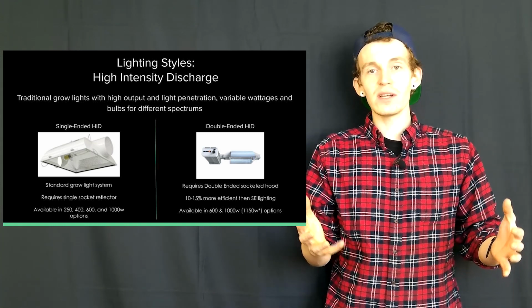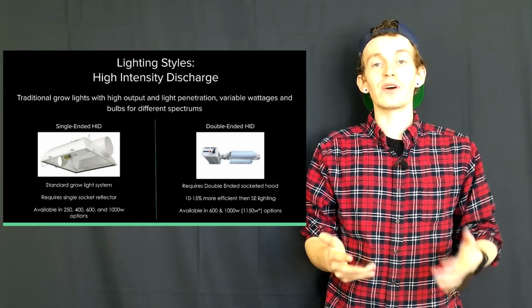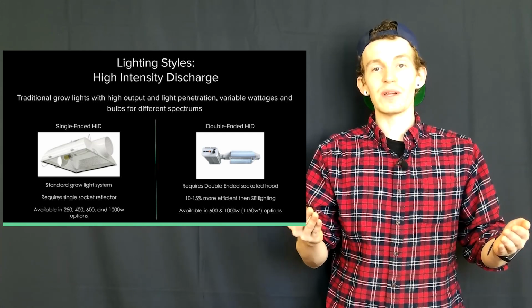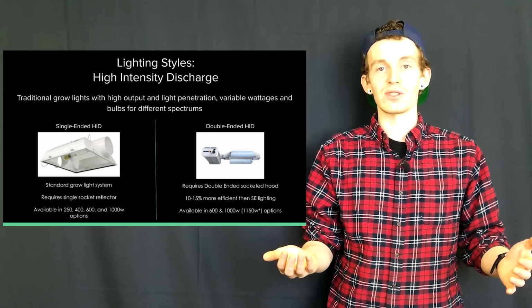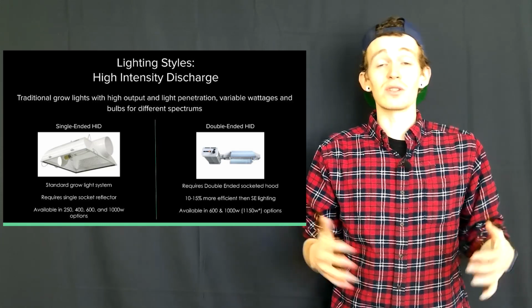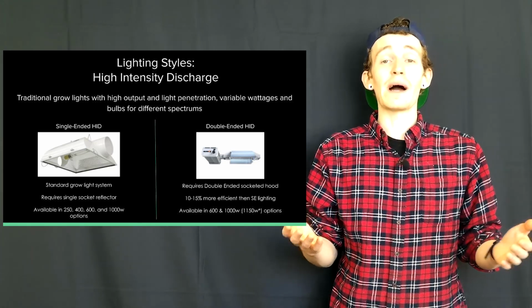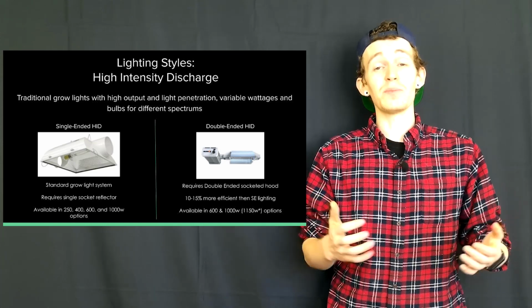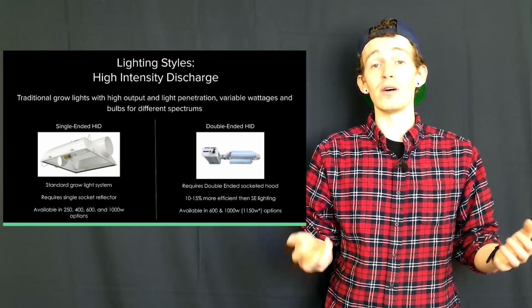So, single-ended HIDs are a fantastic option. However, in more recent years, a new development has come out, which is the double-ended HID fixture. The double-ended HID fixture is going to be a little different because of the way that the bulb actually operates in the fixture, as well as it being a tiny bit more efficient overall.